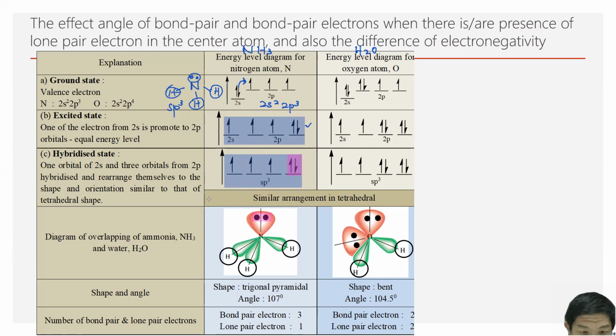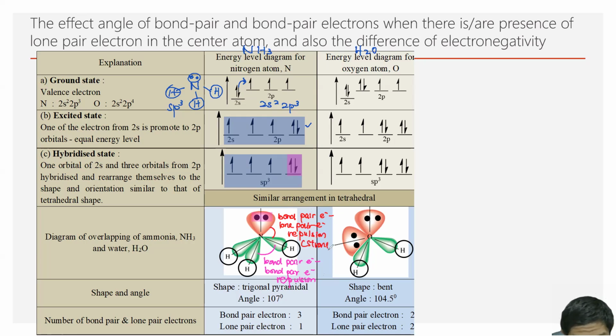Okay, so with the presence of the lone pair electron, now we have three possible repulsions. The first repulsion is what we call bond pair electron repulsion. And then we have another type of repulsion in here, which we call bond pair electron lone pair electron repulsion, which is actually stronger.